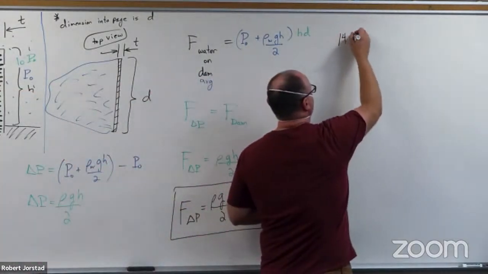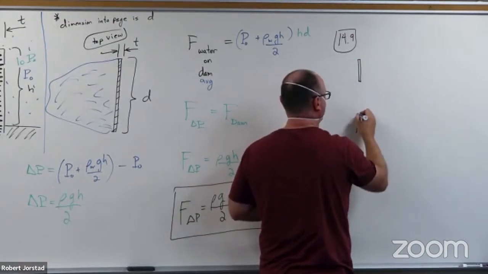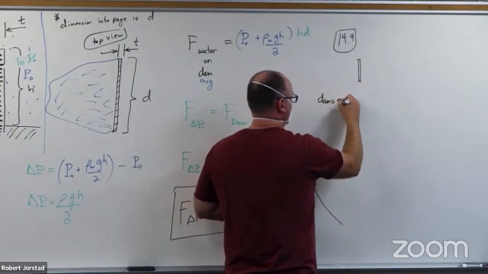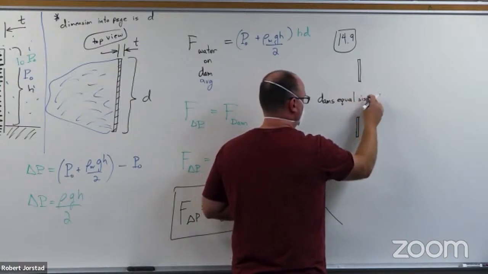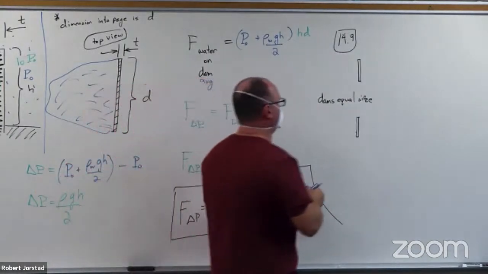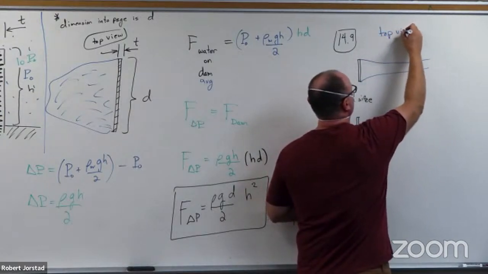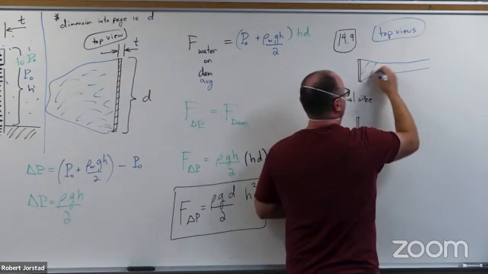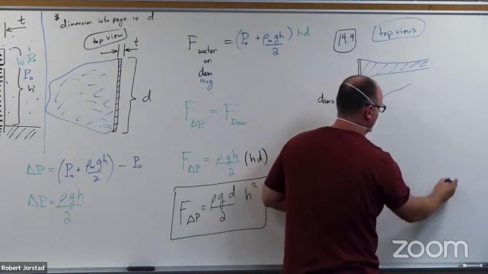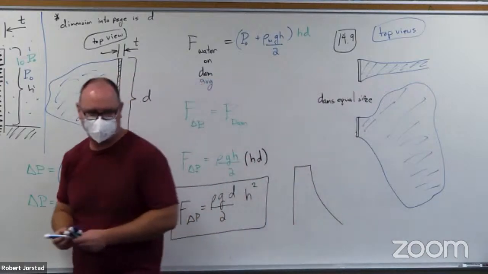14.9, we have two lakes. We have two dams that are equal size, and these are both top views, okay? One of them is holding back a long skinny lake. One of them is holding back this wide lake. Much more water in it.